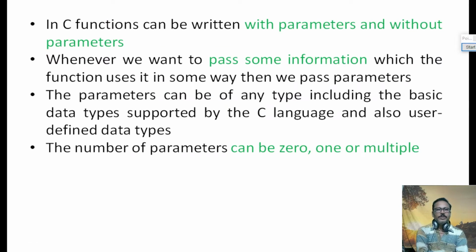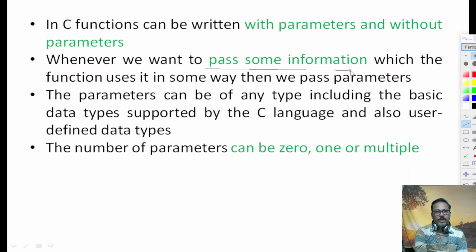In C, functions can be written with parameters and without parameters. Whenever we want to pass some information which the function uses in some way, then we pass parameters. Why do you pass parameters? Because you want to pass some data to the function, and that function uses that data. In that case, you pass the information through the parameters. The parameters can be of any type, including the basic data types supported by the C language, and also user defined data types and derived data types. The number of parameters can be 0, 1, or multiple.